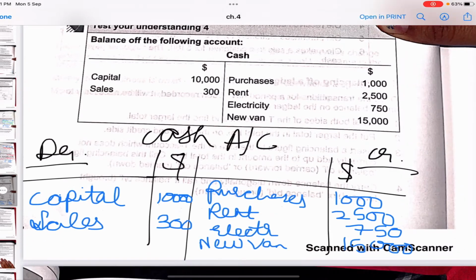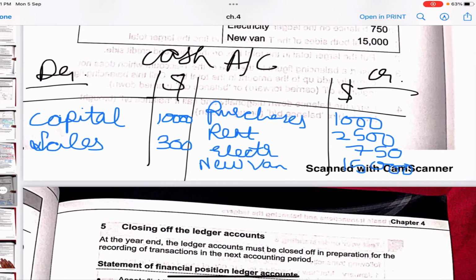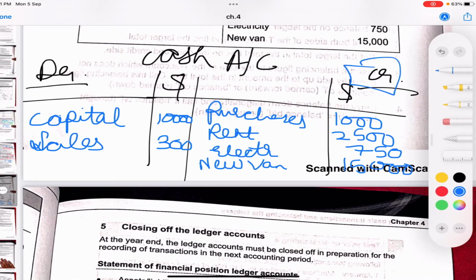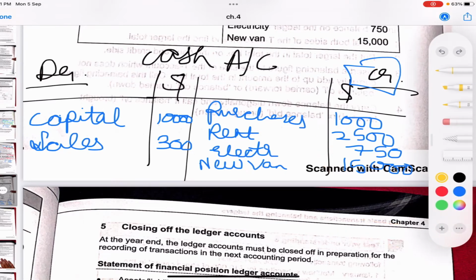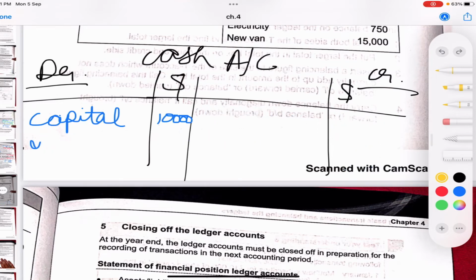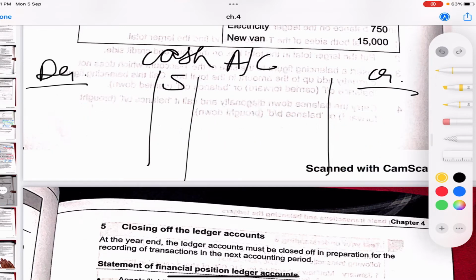Now we have to total both of them. Which side is more? Isn't it obvious that the credit side is more? So let's total this. How much is this? 1,000 plus 2,500 plus 750 plus 15,000. So the total is 19,250. So I'm just totaling it down here. Okay, let me just extend and do it in the question itself. Right. I hope you're doing it by yourself. This is very easy.